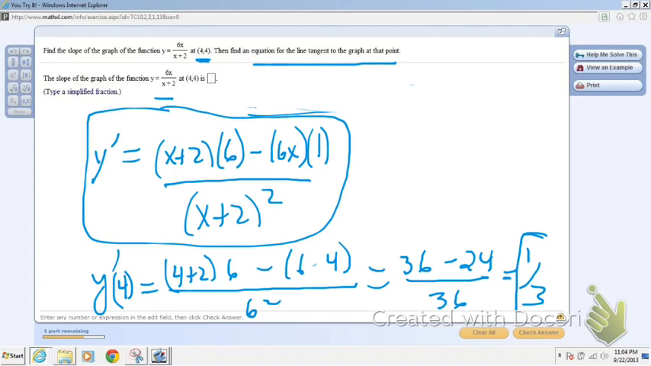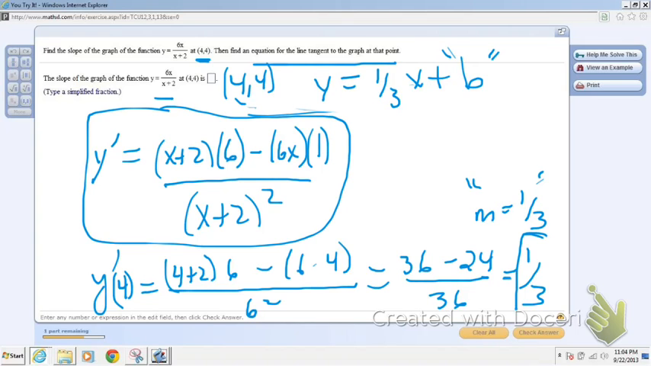So remember all of that. What did that give me? That gave me the slope of the tangent line. Okay, so now we know y equals 1/3 x plus something. And how are we going to find that something? We're going to have to take that point that they gave us, (4, 4). The given point is the x and y to plug in.